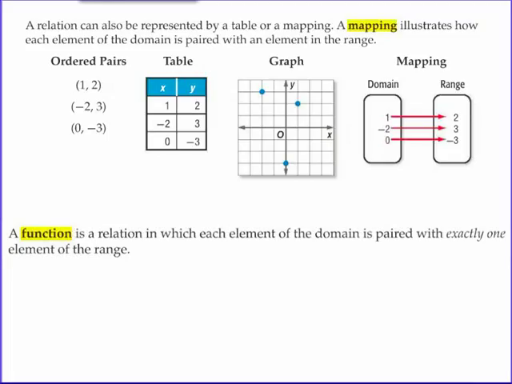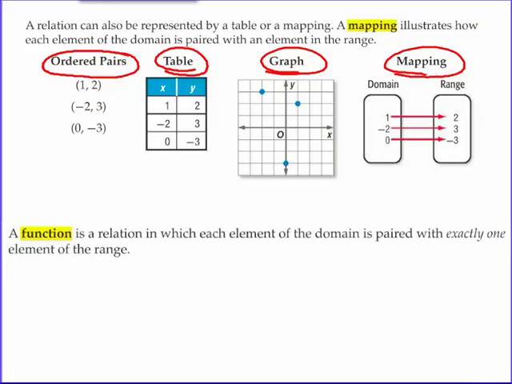A relation can also be represented by a table or a mapping, and we did cover this 2 years ago. A mapping illustrates how each element of the domain is paired with an element of the range. So notice, I have ordered pairs, I have a table, I have a graph, or I have a mapping. So those are the 4 ways that we can represent a relation. Now, of those 4, probably the easiest one to determine what a function is, which is what we're going to talk about, is a graph.